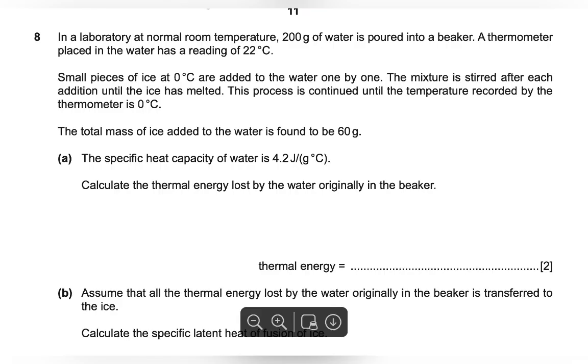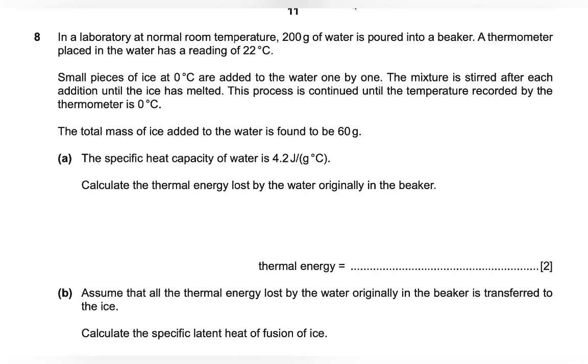Let's see what the question wants us to find. The question wants us to calculate the thermal energy lost by the water originally in the beaker. The water originally, before you add the ice. Listen to the question: the water originally. If they had said calculate the thermal energy lost by the water and the ice, we would have added the mass of the ice, or you calculate for water only, for ice only, and then add them together. But this question is different. It says calculate the thermal energy lost by the water originally in the beaker.